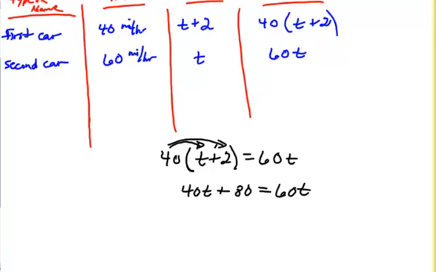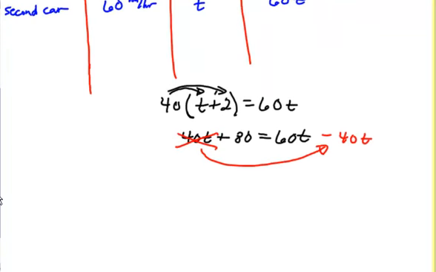Now I have 80 is equal to, what's 60 minus 40? Okay, so 20t. Divide by 20 on both sides to get t alone. What's the time equal to? Okay, 4 hours. And that's specifically the time the second car was on the road, right? So 4 hours after the second car left.